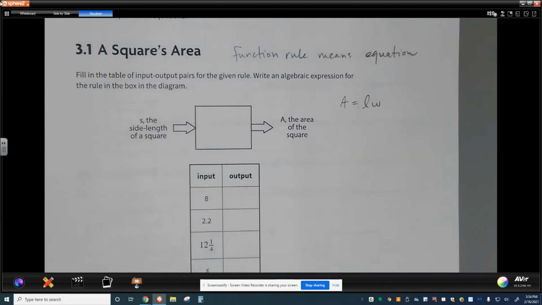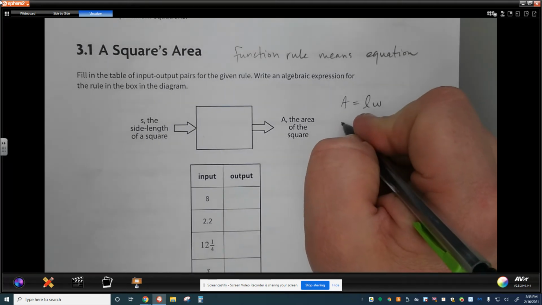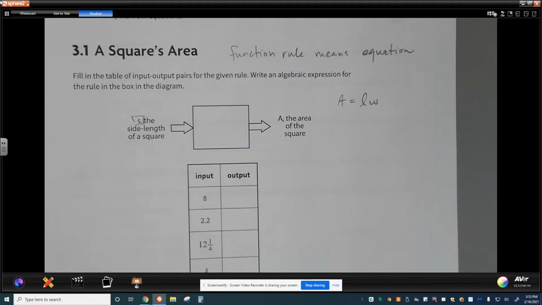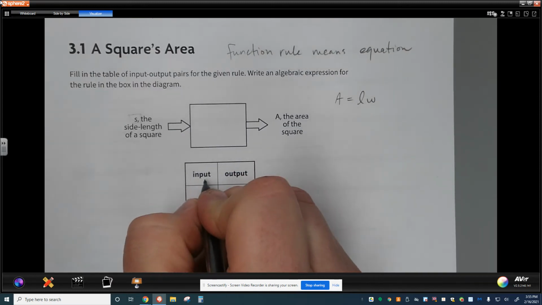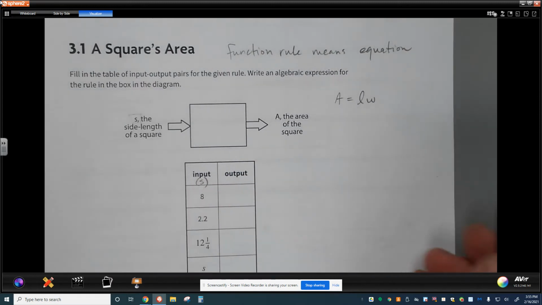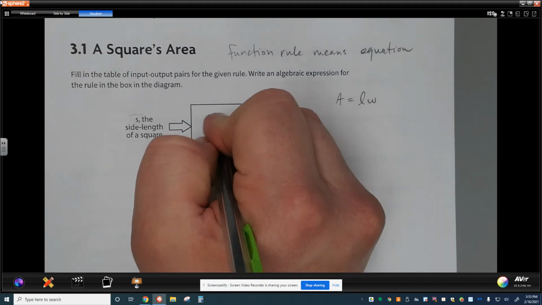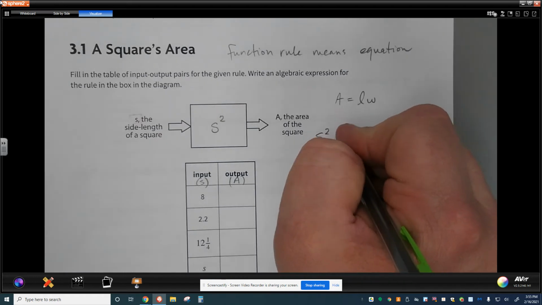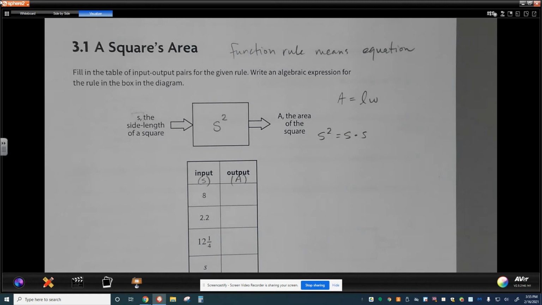Whenever we look at any kind of a square in the math world, what we talk about, the length of any side is S, and so we would determine that S would be our input, and our output would be A. So we can say that S would be squared, meaning that S squared would be that we're taking the side times the side, since that's the length and the width.